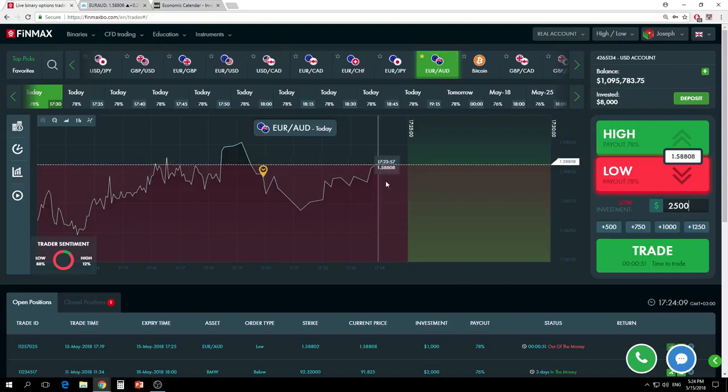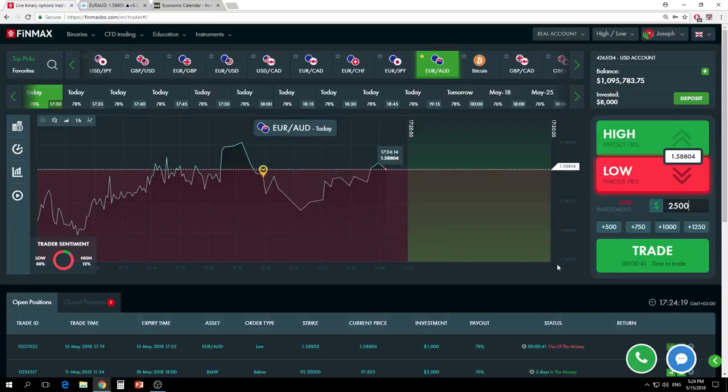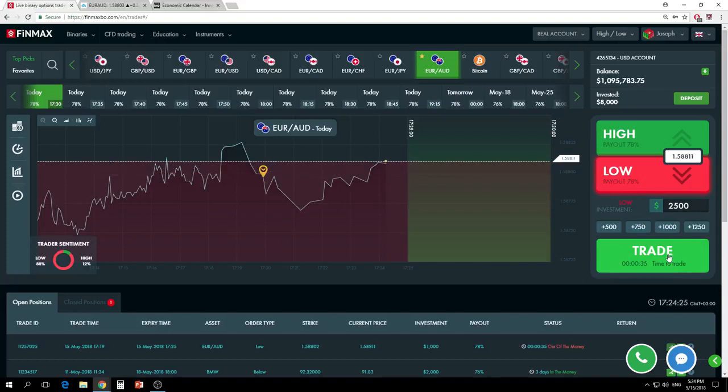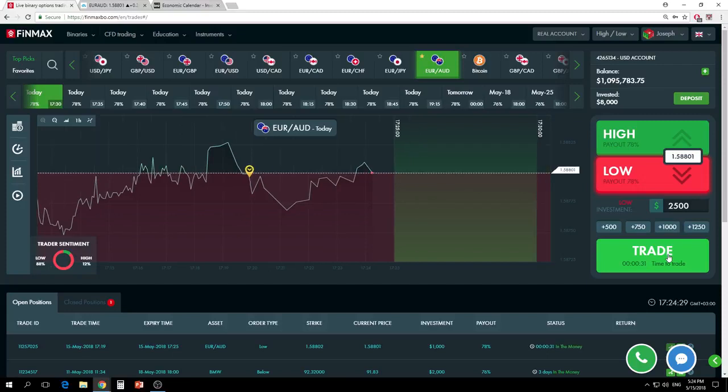You can see how quick the movements are here on Euro Australian dollar on our current trade. Quite dangerous situation, quite dangerous one. So just get ready. We are having last half minutes.